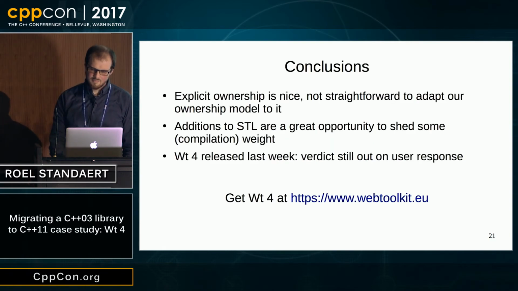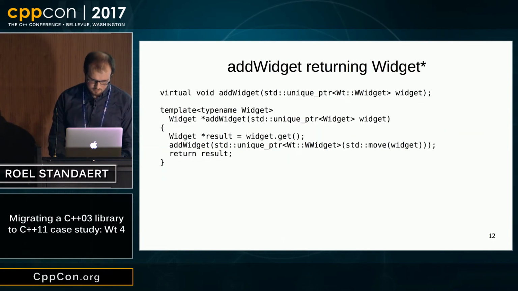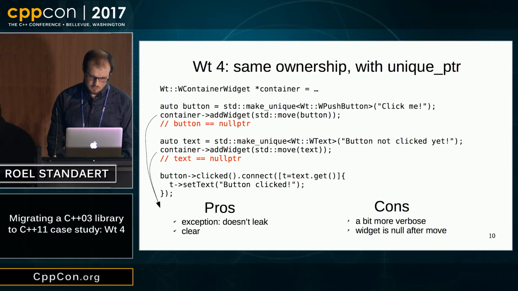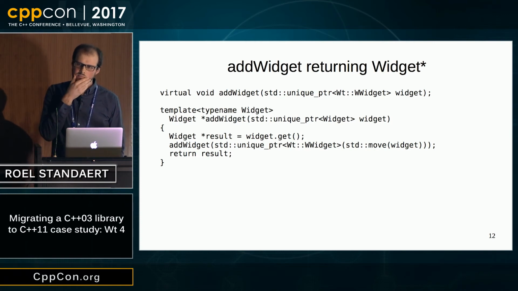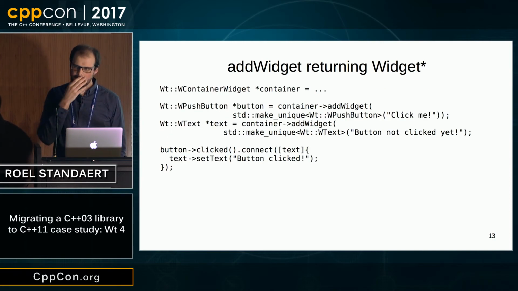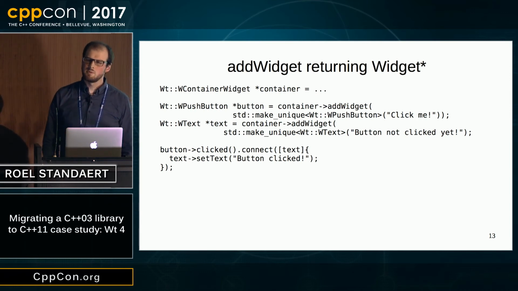Slide where you added the make unique things? This one? No, where you have add widget. Oh, that one, yeah. One more. That one. Okay. Why didn't you make add widget also the construction of the push button and WText? You could have saved the make unique there explicitly. Could you repeat that? Just push it down, make add widget a template.